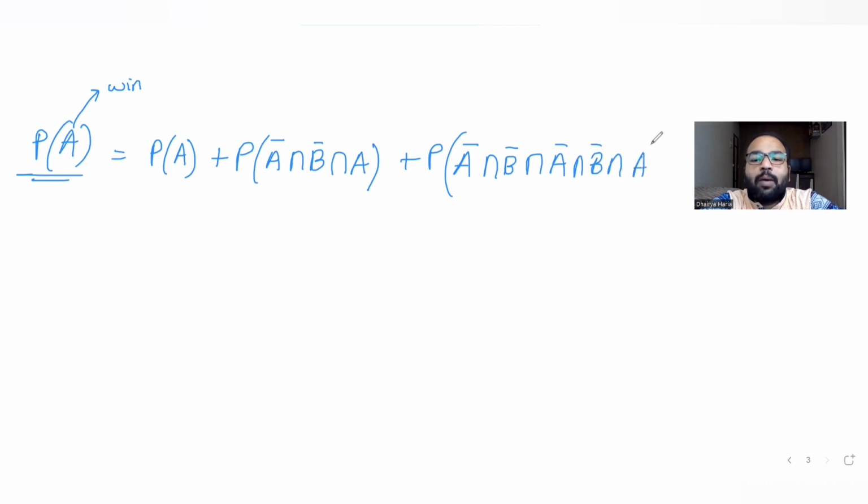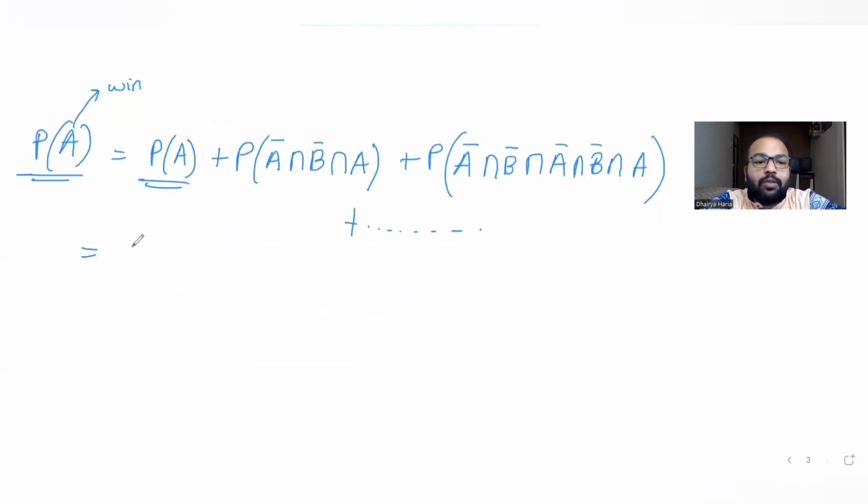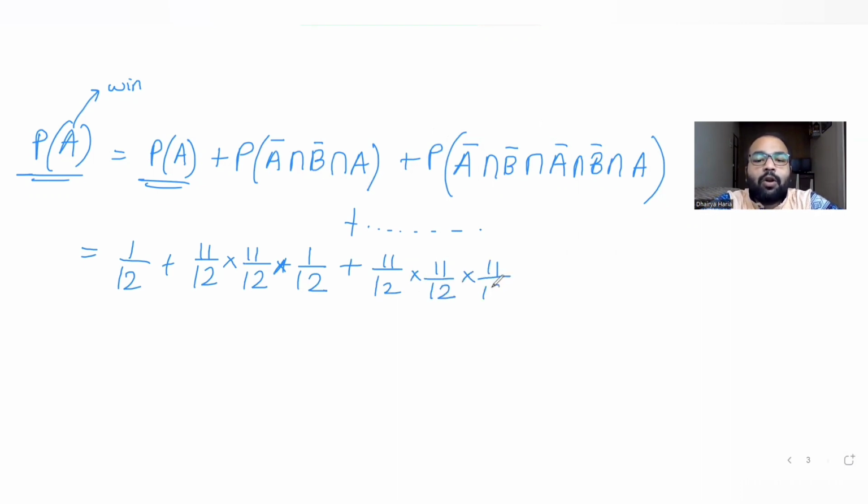And again, I will have the probability of A winning the game, getting the sum as 10. Likewise, it goes till infinity. Now, we know already the probability of A getting the sum as 10 is 1 by 12. So it can be 1 by 12, plus A not winning, so 11 by 12, B not winning, again 11 by 12, and again A getting the sum 10, so it's 1 by 12. Again, here I can have 11 by 12 and 11 by 12 because A and B are not getting the sum 10, and then A getting the sum 10, so 1 by 12. Right? This goes till infinity.